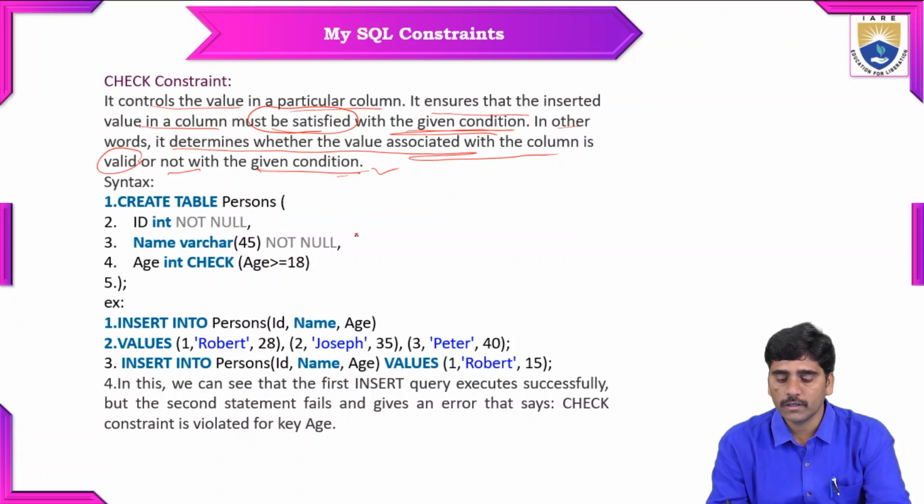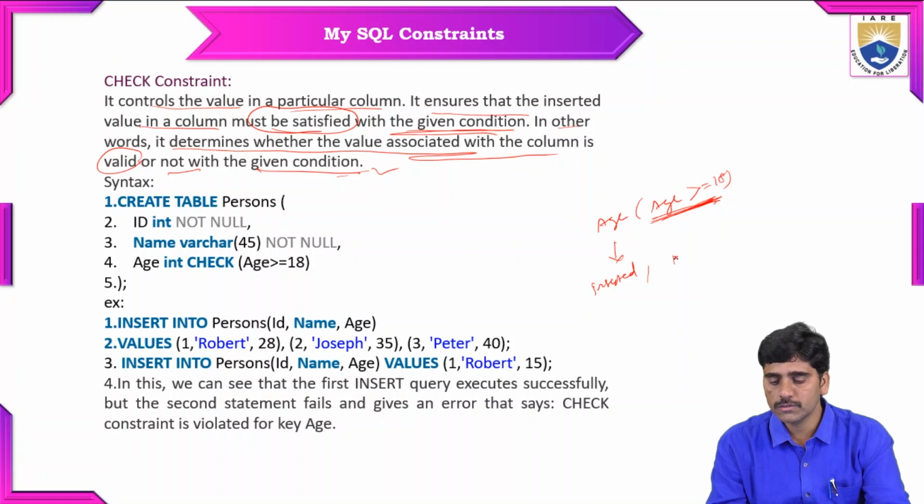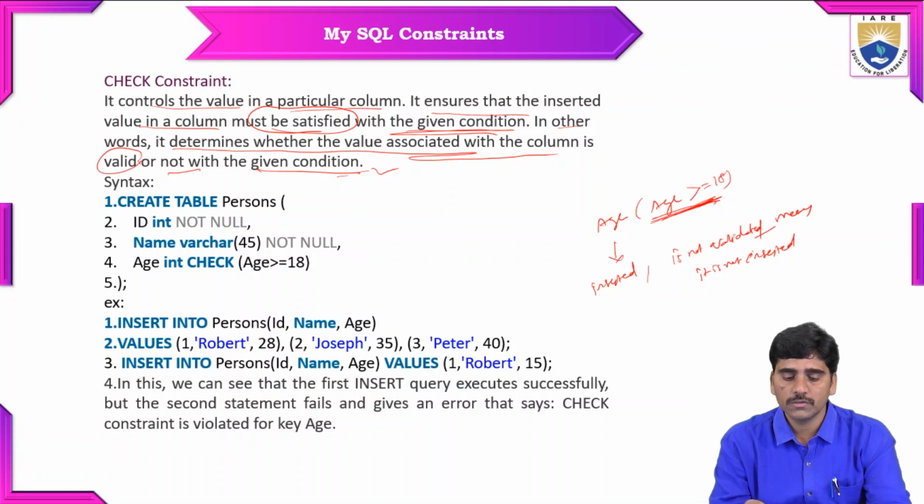Take an example, an age column. For this column we applied a condition: age greater than or equal to 18. Whatever inserting value satisfies this condition is inserted. Otherwise, if the inserted value is not validated, it is not inserted. So based on the condition satisfaction, it inserts the values.